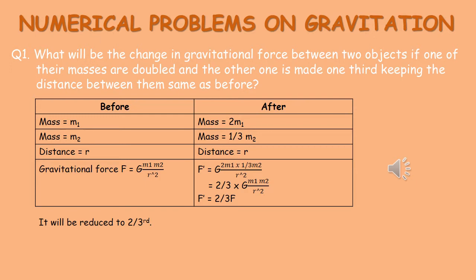After reduction, we are getting F dashed is equal to 2/3 into G m1 m2 by r square. So we can replace G m1 m2 by r square by F, that means the previous value of force. So the changed value of force F dashed is equal to 2/3 of F. So the force will be reduced to 2/3.